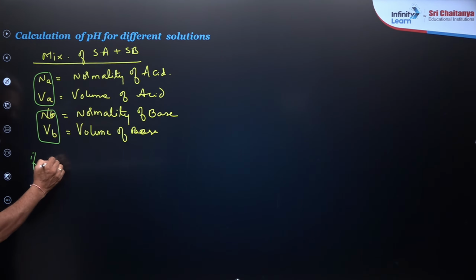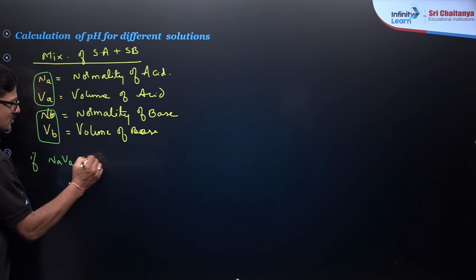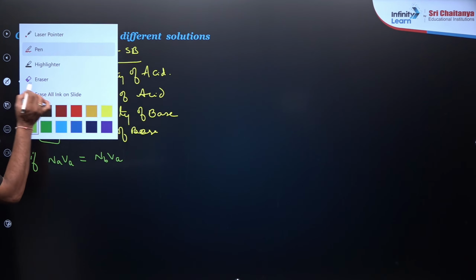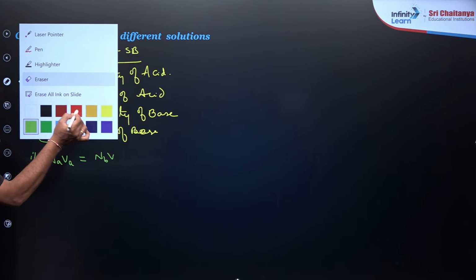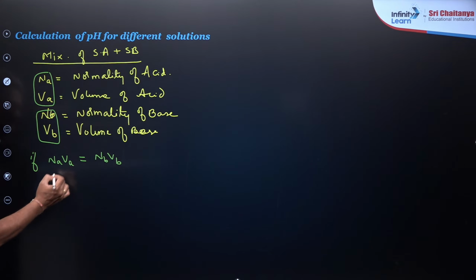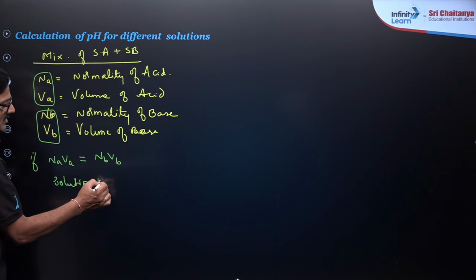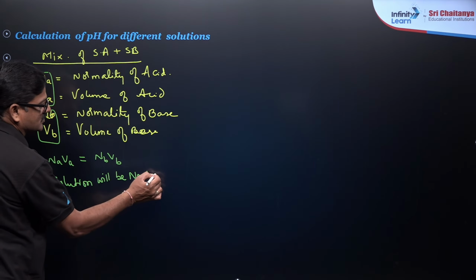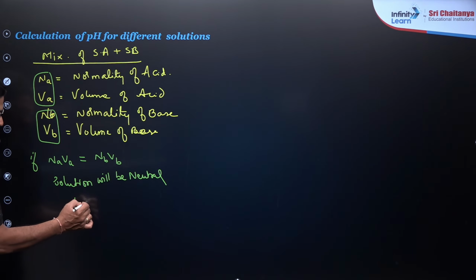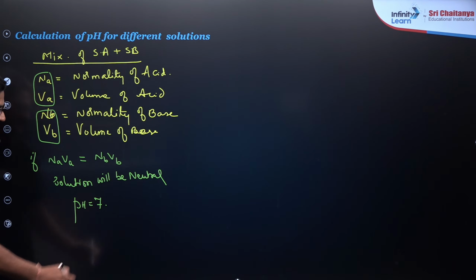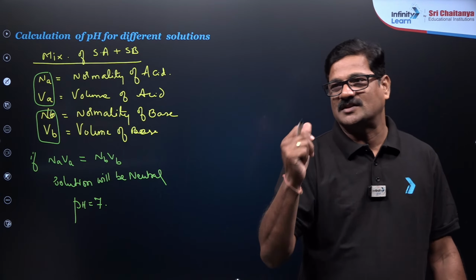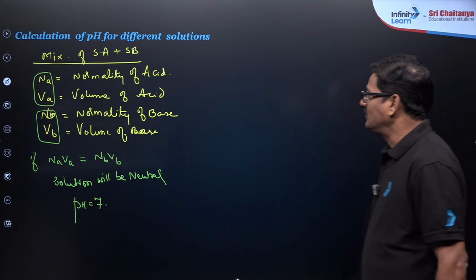If NaVa is equal to NbVb, all the acid and base is neutralized. When the acid and base are completely neutralized, the solution is going to be neutral. When the solution is neutral, the pH of the solution, which you need not calculate, is going to be 7. That's it. When the question is given, you pick NaVa and NbVb and you will know. Right?